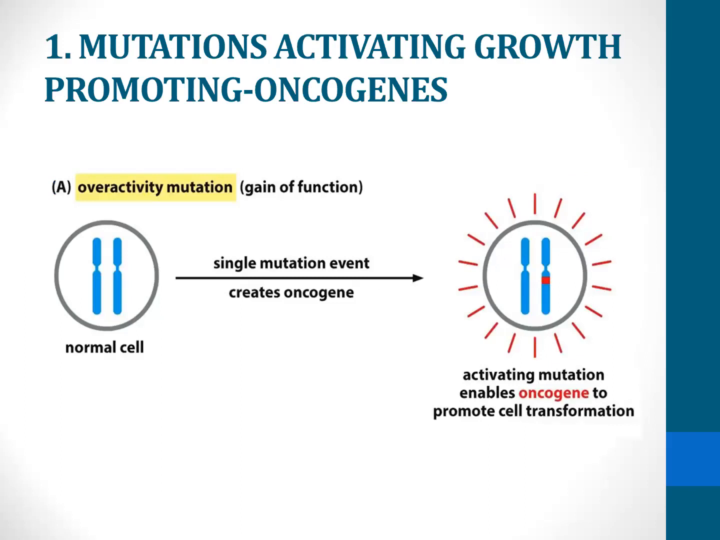We discussed earlier that there are four classes of regulatory genes. We'll be discussing what happens when mutations occur in these genes. So first, mutations activating growth promoting oncogenes. These types of genes, the growth promoting oncogenes, undergo gain of function mutations, and even if a single allele of the gene is mutated, it has a dominant action and it transforms the cell into a cancer cell, into a tumor cell.